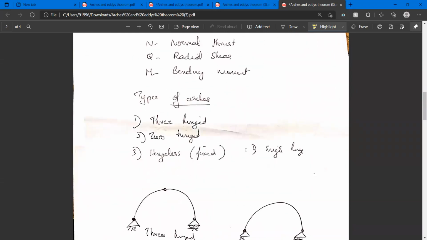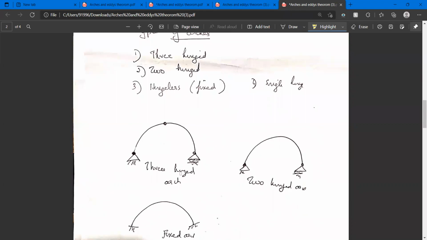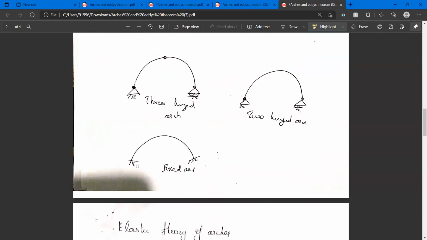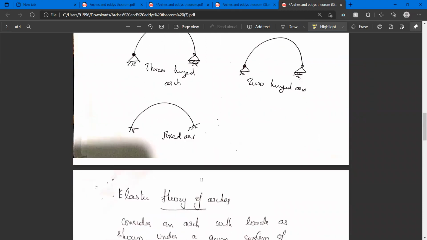What are the different types of arches? Arches can be 3-hinged, 2-hinged or fixed arch. Different types of arches are there. Some types are shown here. 3-hinged means there are hinges provided at the springing points and at the crown. 2-hinged means hinges are provided at the springing points only. And fixed arch ends are fixed in nature.